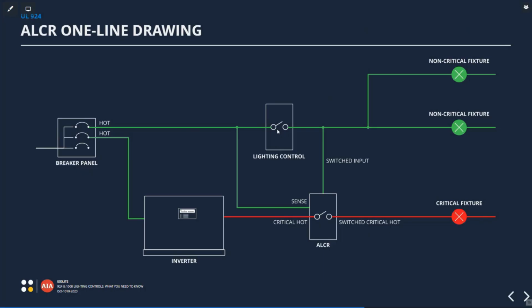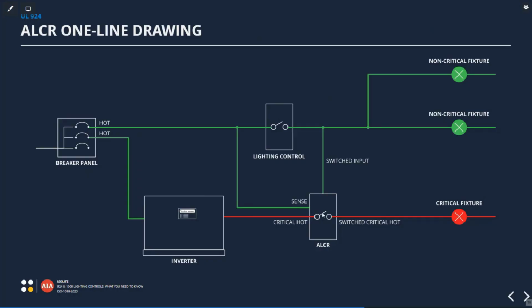The first one I want to talk about is our lighting control. This is just a regular switch in the wall that turns all of these 3 on and off. Well, in reality, all it's doing is turning the 2 off, because what's really happening here, if you see our red line, is that this ALCR is powering our critical fixture. It is the switch for our critical fixture, and this switch is powering our non-critical fixtures. So the job of this ALCR is to mirror or mimic our switch.